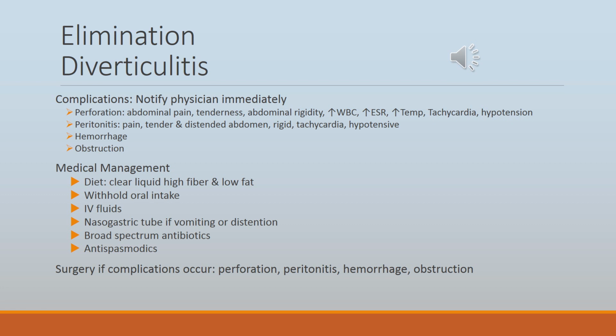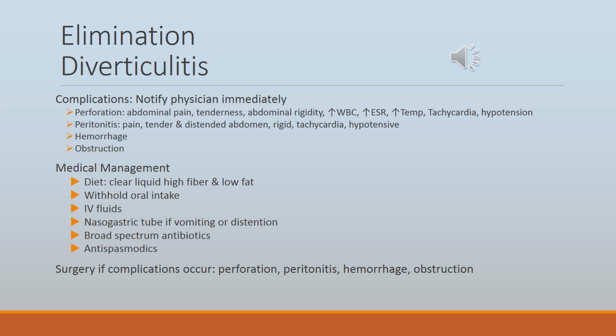While the patient is hospitalized, they will withhold oral intake, administer IV fluids, and institute nasogastric suctioning if vomiting or distension occurs, and this is used to rest the bowel. Medications like broad-spectrum antibiotics are prescribed for 7 to 10 days. Oral intake is increased as symptoms subside, and the low-fiber diet may be necessary until signs of infection decrease. Antispasmodic agents may be prescribed.